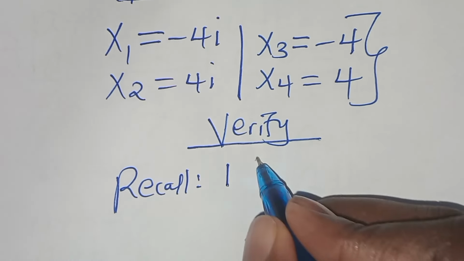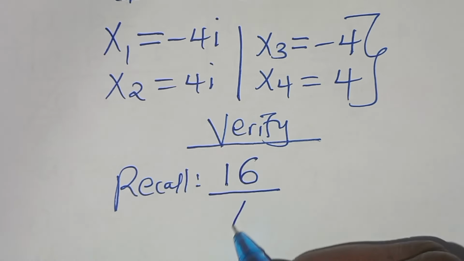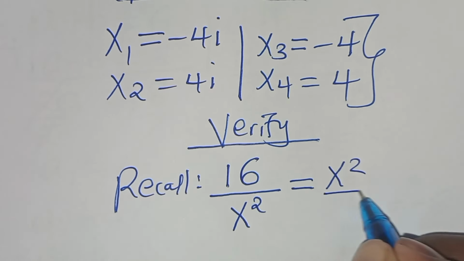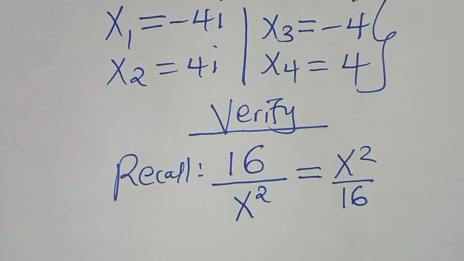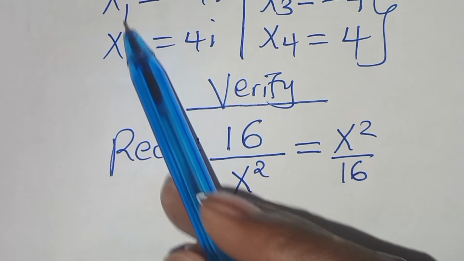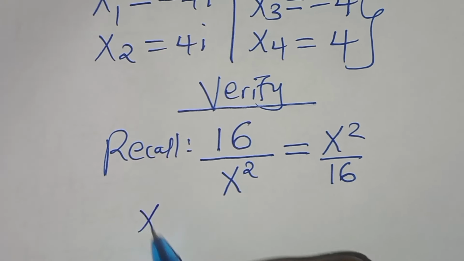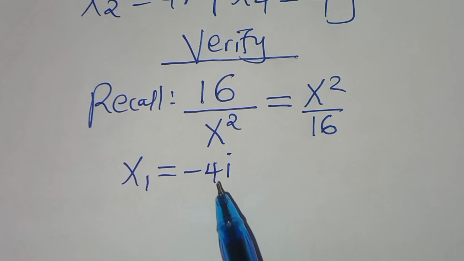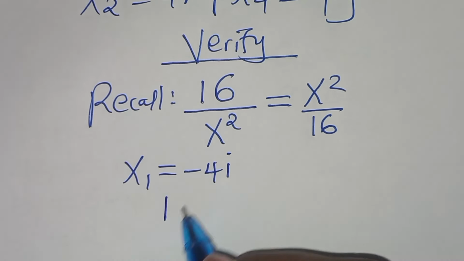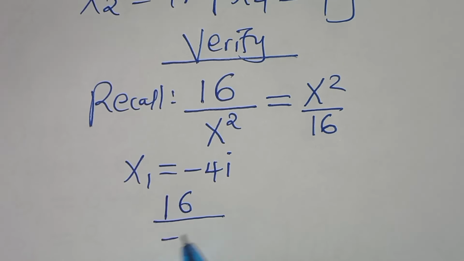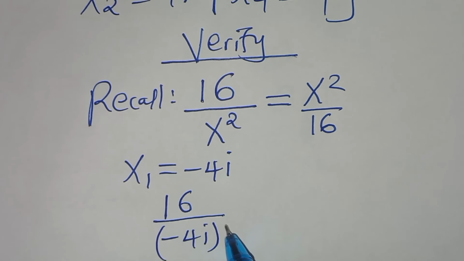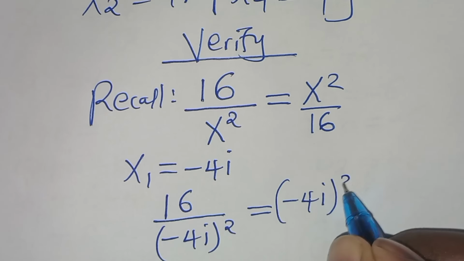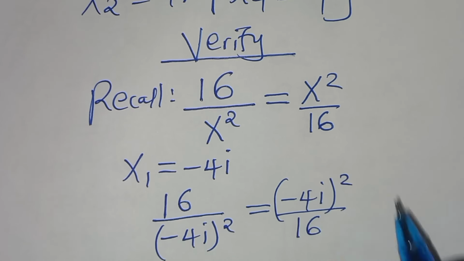If you recall, we ended at 16 over x squared equals x squared over 16. So let's substitute the first value, x1, which is minus 4i. Substituting this into the equation, we have 16 over (minus 4i) squared equals (minus 4i) squared divided by 16.